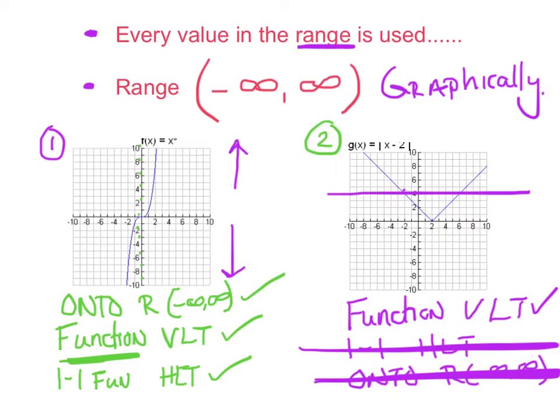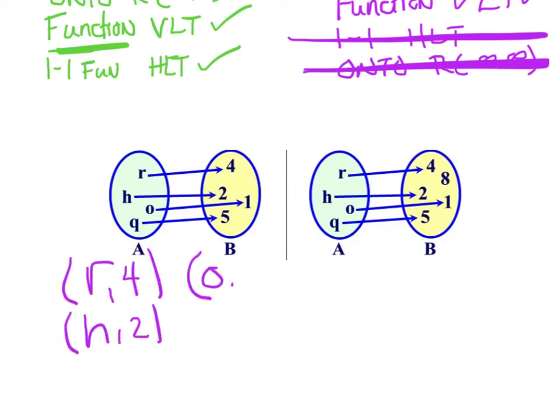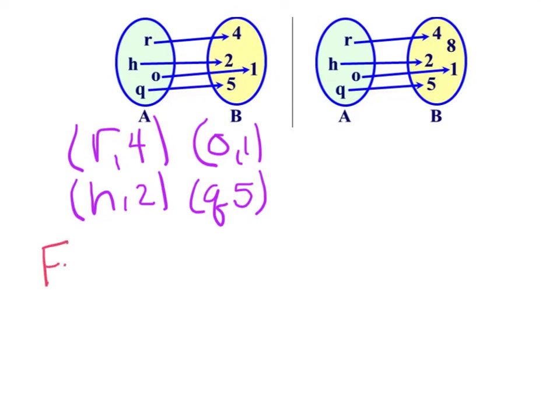Let's do two quick more with a mapping. All right, so I'm going to write them out real quick. R goes to 4, H to 2, O to 1, and Q to 5. All right, so is it a plain old function? What am I looking for? I need every x to be different. R, H, Q, O, definitely.